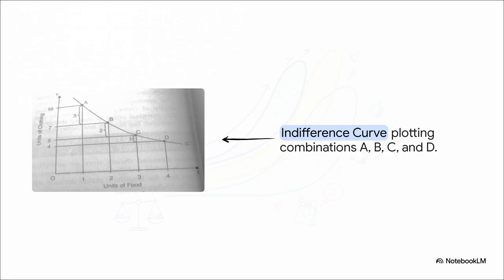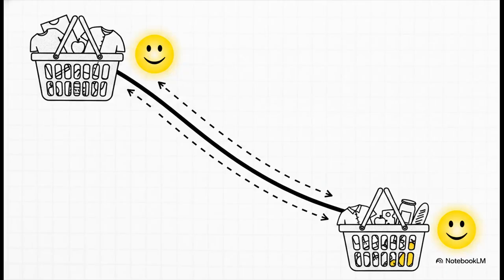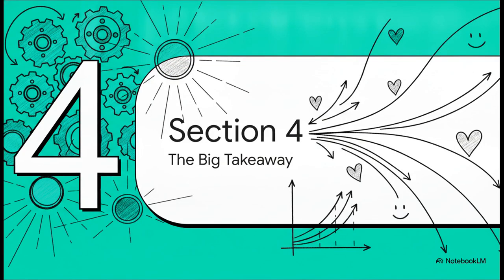By connecting these dots, we trace this really smooth, downward sloping curve that bows inward right toward the origin. And honestly, this brilliantly illustrates the magic of the indifference curve, because despite sliding all the way down this curve and radically changing the mix of goods in their basket from mostly clothing to a totally even split, the consumer's net satisfaction hasn't changed one bit. Point A brings them just as much happiness as point D. Which brings us to section 4, the big takeaway.